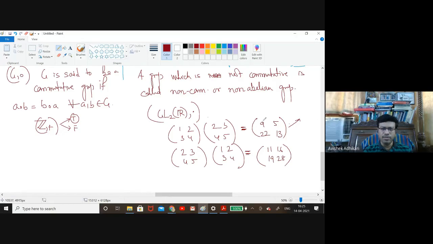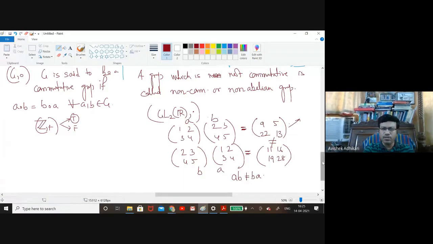Anyway, whatever the value may be, you see that these two are not the same, assuming this is correct; if not, you can check on your own. If we consider AB and BA, you can see that AB is not equal to BA. If it fails for at least one pair of elements, then you can certainly say that this group is non-commutative. But Z under addition is commutative.